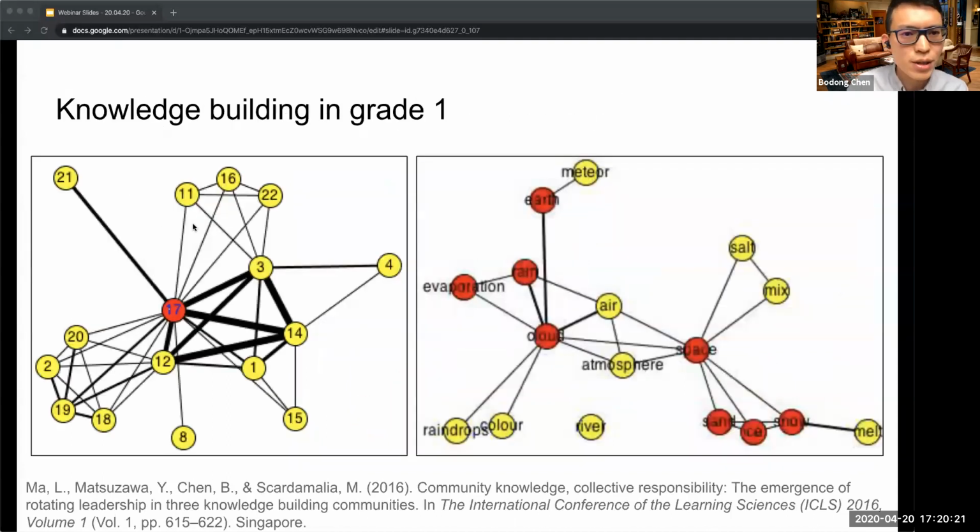So when you put this in the grade 1, this is a grade 1 class, when we're talking about the water cycle, you can see in this case, a student number 17 on the left. You can click on the student and see which key term the student was contributing to their discussion, and also to see how the students were trying to contribute to the community by connecting different terms, because the terms are connected based on how they appear in their discussion.